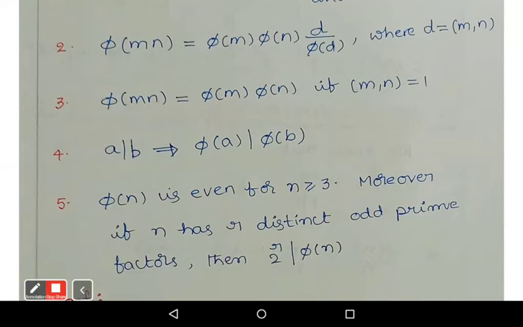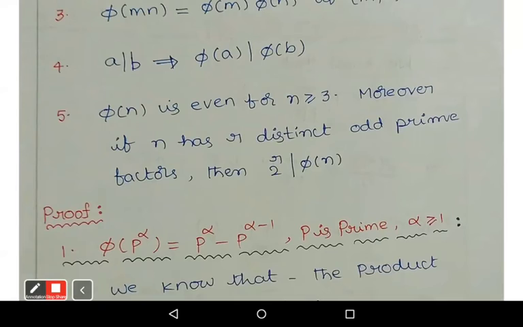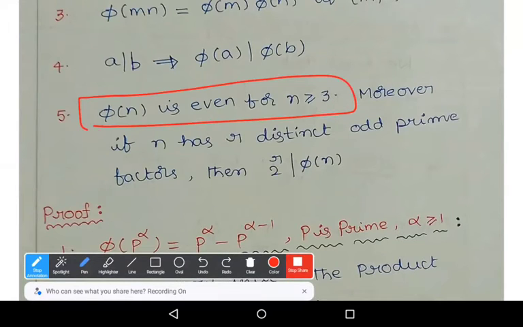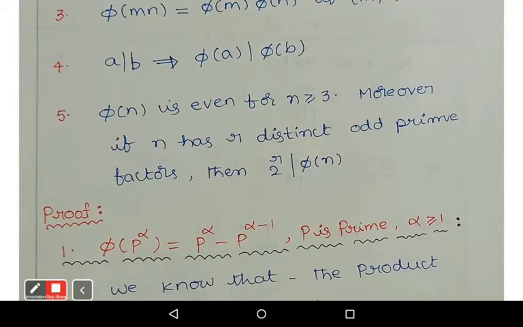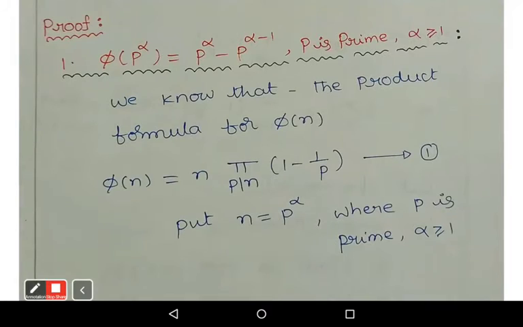And the fifth property, φ of n is even for all n greater than or equal to 3. Moreover, if n has r distinct odd prime factors, then 2^r divides φ of n. We prove all these 5 properties in detail. Let us see the proof of the first property.